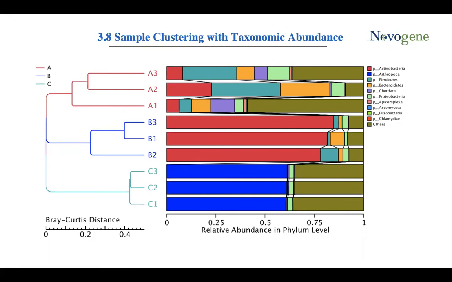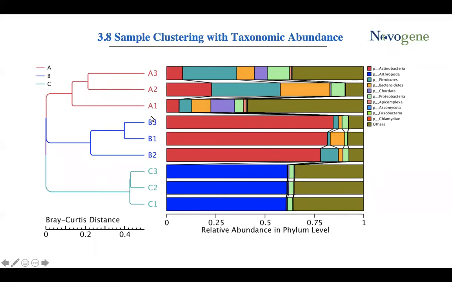The Bray-Curtis dissimilarity is bounded between 0 and 1, where 0 means the two samples have the same composition, that is, they share all the species, and 1 means the two samples do not share any species.